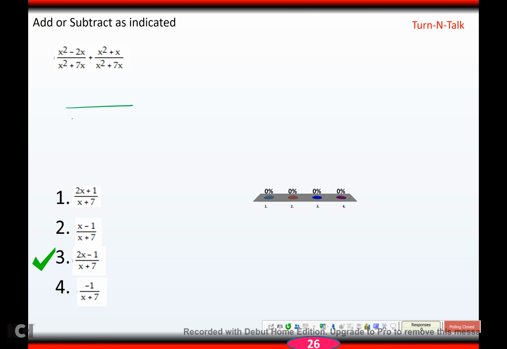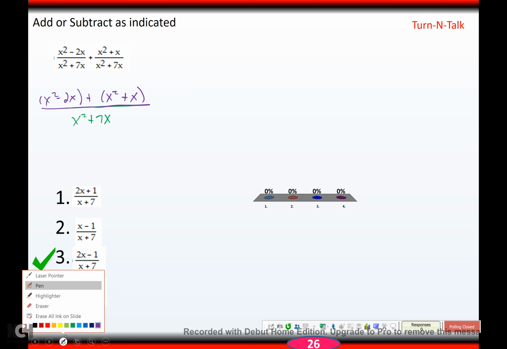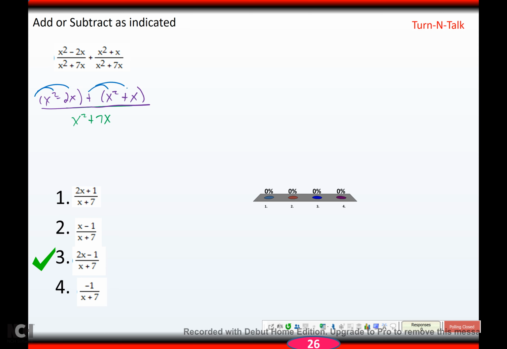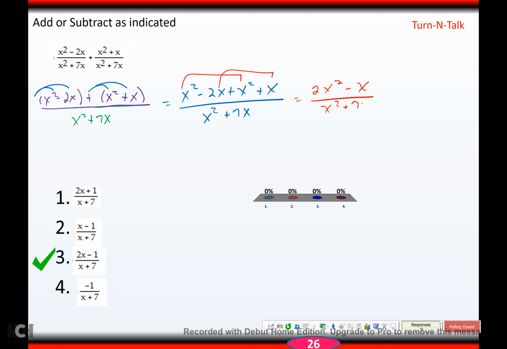My denominators match, so I can keep the denominator and do the math on top, which says this polynomial, x squared minus 2x plus x squared plus x. So now if I clean it up, distribute a positive, I get x squared minus 2x plus x squared plus x all over x squared plus 7x. So if I combine like terms on top, I have 2x squared minus 2x plus x is minus x, and on bottom I have x squared plus 7x.